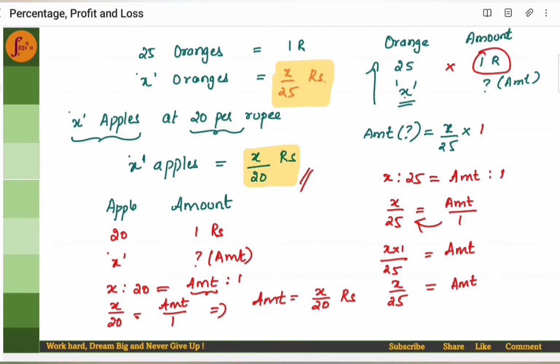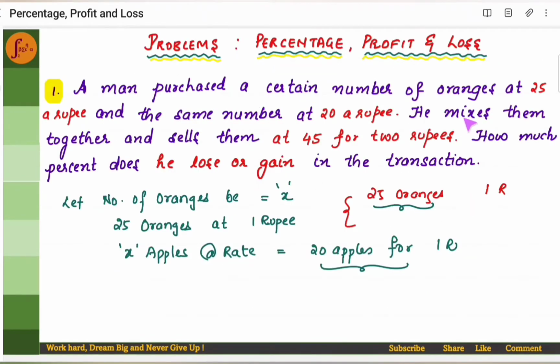This is the cost of oranges. Now he mixes them together and sells them at 45 for 2 rupees. That is, he will sell 45 fruits, oranges and apples together, at 2 rupees. And how many totally has he bought?